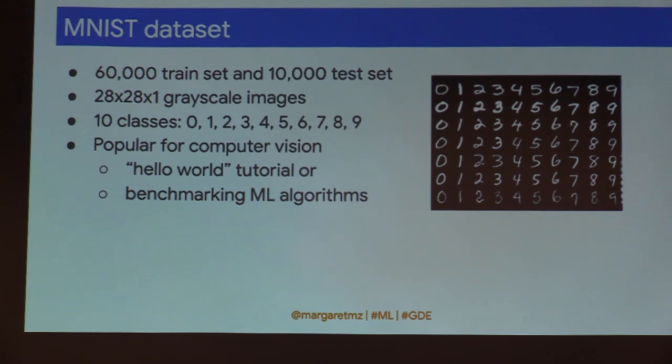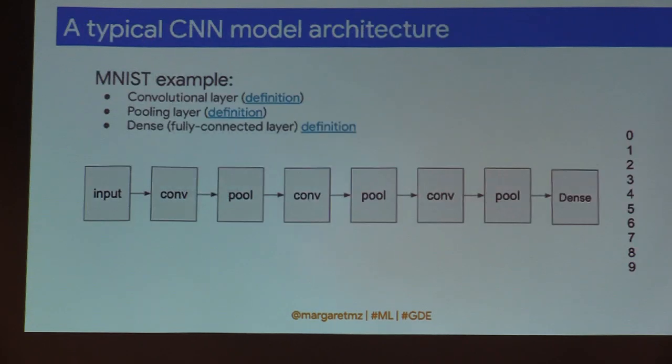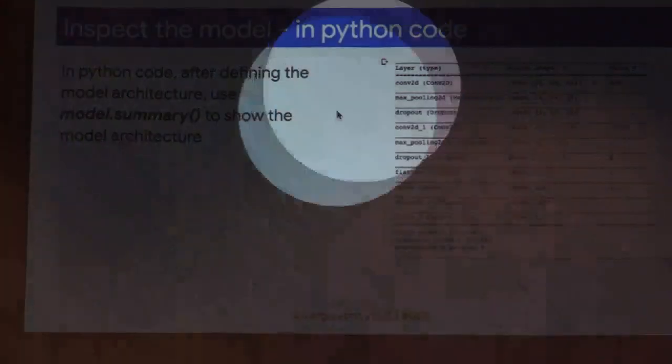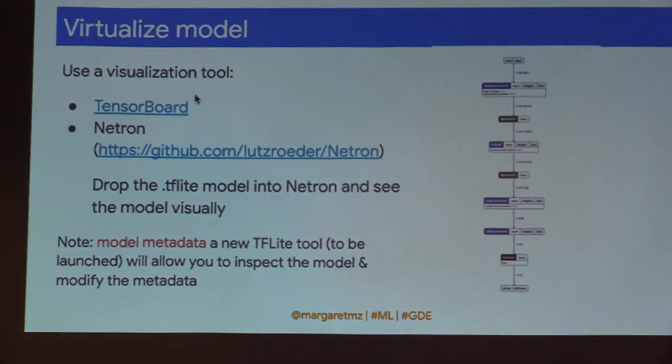So if you have an MNIST data set here, we have the data, and then I have a Colab that you can actually train the model in. Typically this is your network architecture here, right? After that, you can inspect your model with the model.summary here. You can also inspect your model architecture with TensorFlow or with Netron.